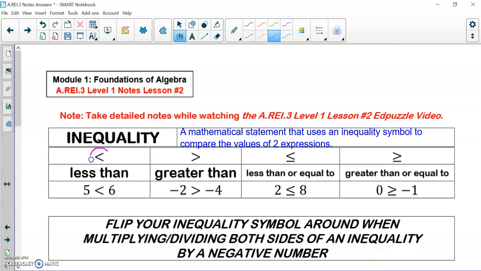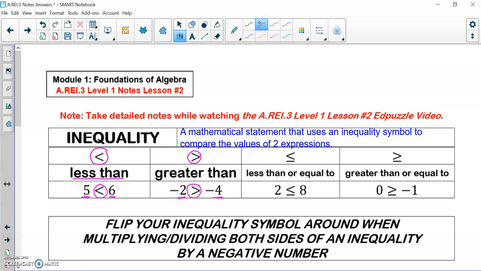So we use this symbol to describe less than. So if I have 5 and 6 to compare those two numbers, I can use the less than symbol. I can say 5 is less than 6. And then we have the greater than symbol. If we are comparing two numbers, -2 and -4, well, -2 is greater than -4, so we would use that greater than symbol.